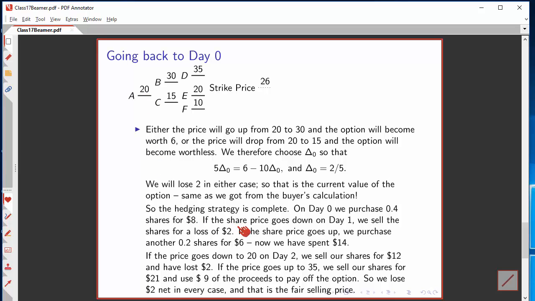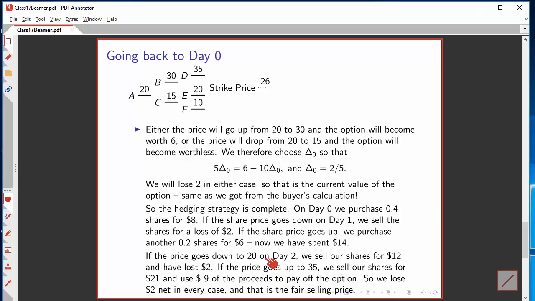If the share price goes down, we sell these shares because we don't want to hold anymore, and in doing that, we lose $2. If, on the other hand, on day 1, the price goes up, now we need to hold 0.6 shares, so we buy an extra 0.2 shares. That'll cost us $6 at $30. Now we've spent a total of 14.